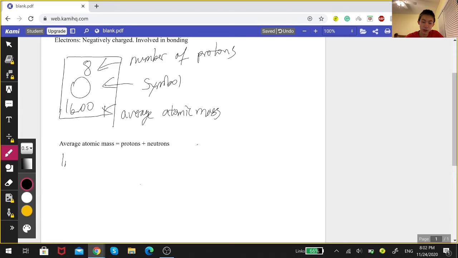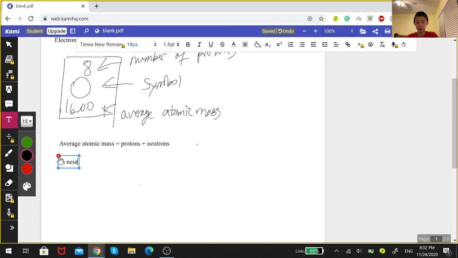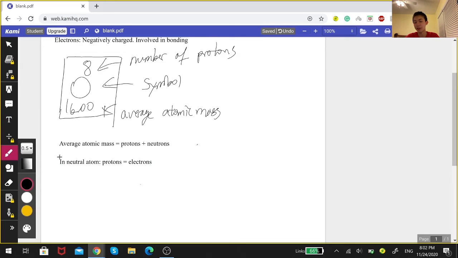And in a neutral atom, protons equal electrons. They balance out, right? Protons and electrons balance out, which makes a neutral atom. We'll show you what non-neutral atoms are later. But right now, a neutral atom has protons equal to electrons, and the average atomic mass equals protons plus neutrons.